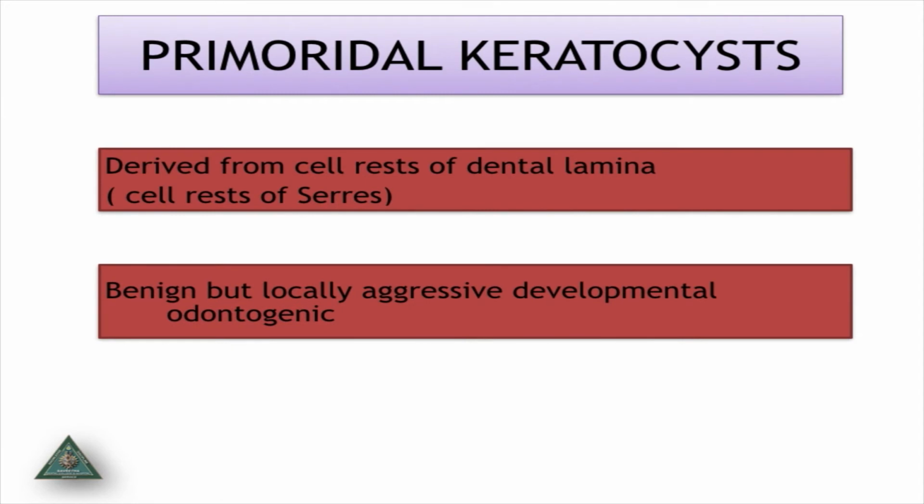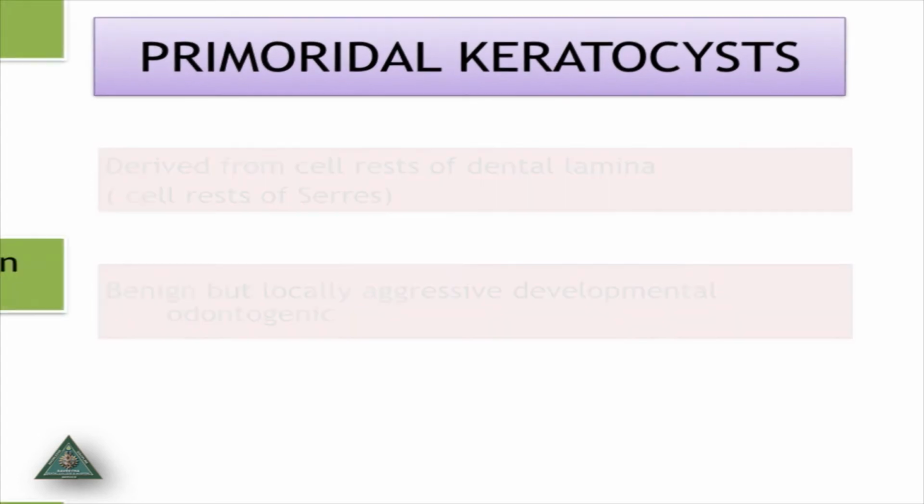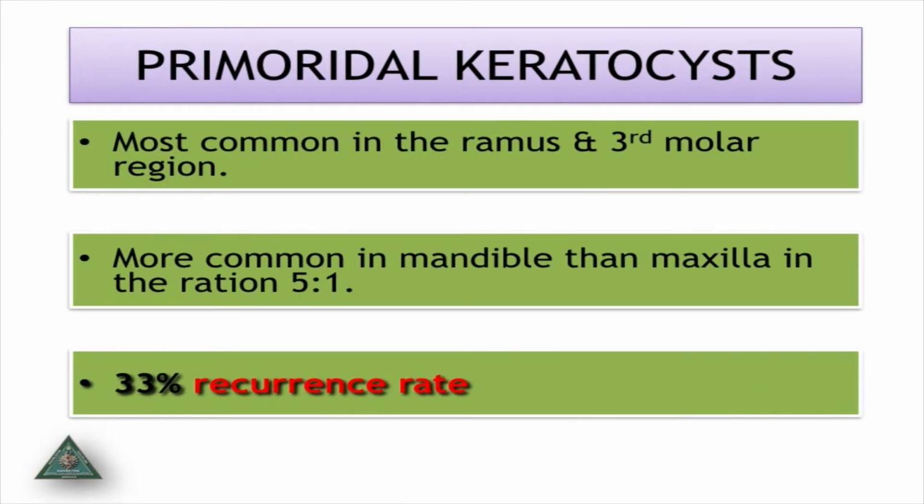Primordial cyst, or keratocystic odontogenic tumor, is derived from cell rests of the dental lamina. It is a benign but locally aggressive developmental odontogenic cyst. It is more common in the ramus and third molar regions, similar to dentigerous cyst, and more common in the mandible than the maxilla, about a 5:1 ratio. It is more recurrent than any other cyst, about 33%, because of the thin fragile lining, high mitotic index epithelial remnants, and presence of satellite or daughter cysts.